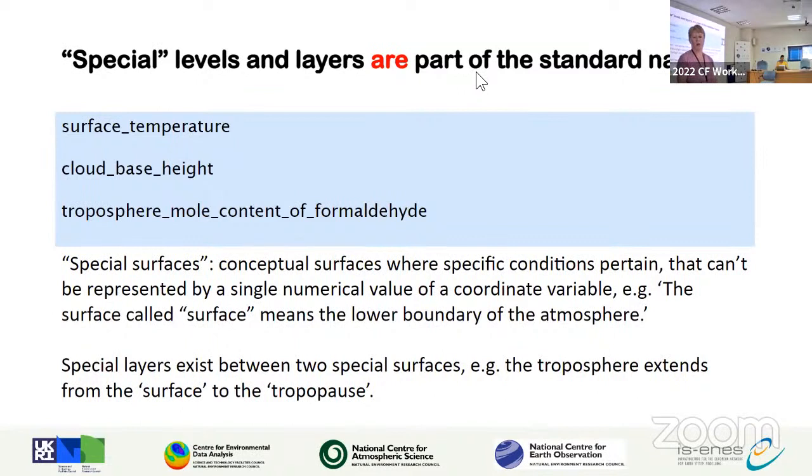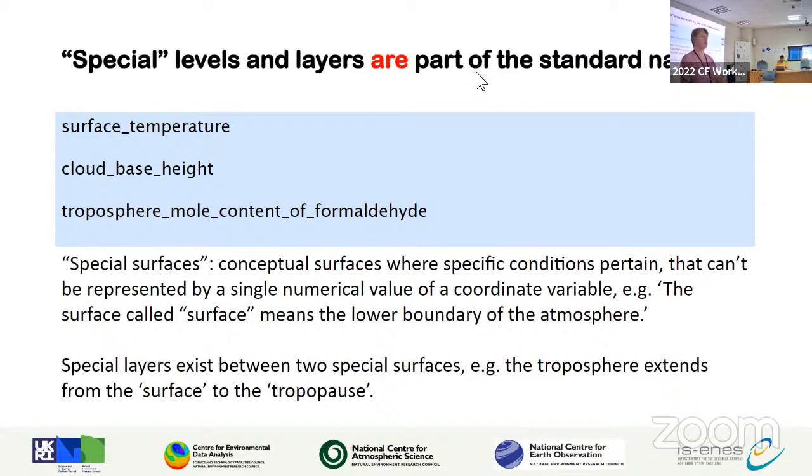There is one exception to this sort of specifying your layer or level in the standard name, and that's we do have some names for special, in inverted commas, levels. So, for example, surface temperature. And standard name surface means the lower boundary of the atmosphere. We've got cloud base height. And troposphere. Troposphere is a layer rather than a level.